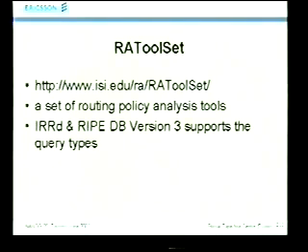The RA toolset, the URL is at isi.edu. It's a set of routing policy analysis tools, and the IRRD and RIPE DB version 3 support the query types needed for this toolset.